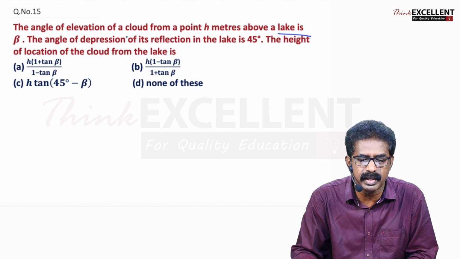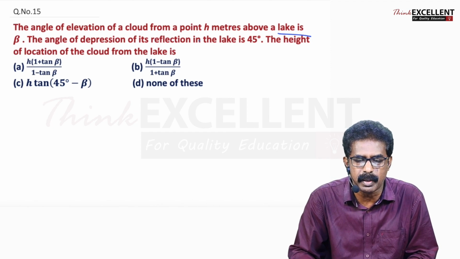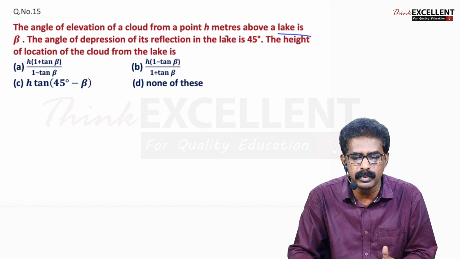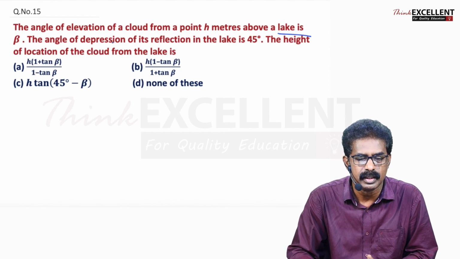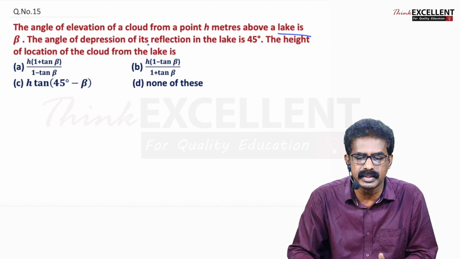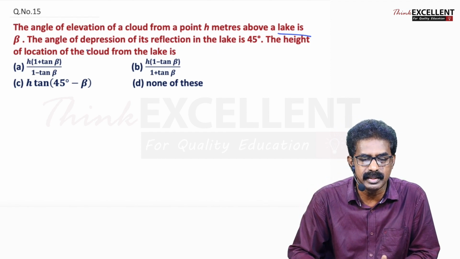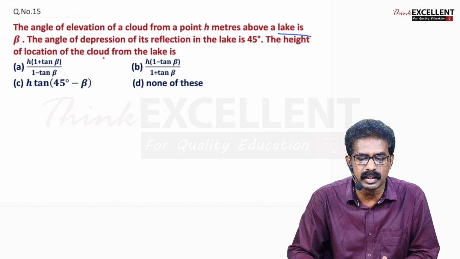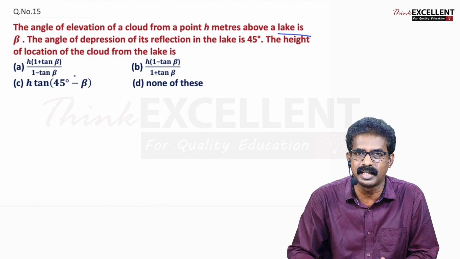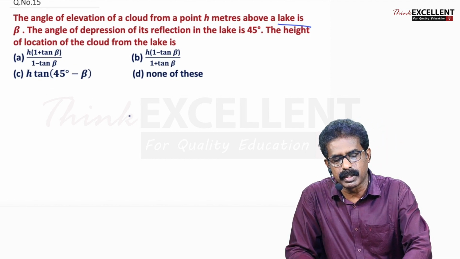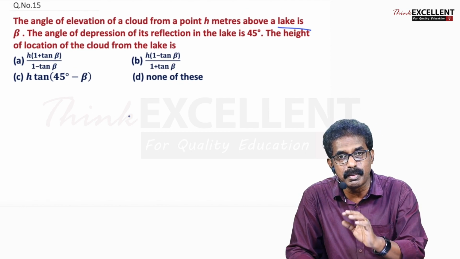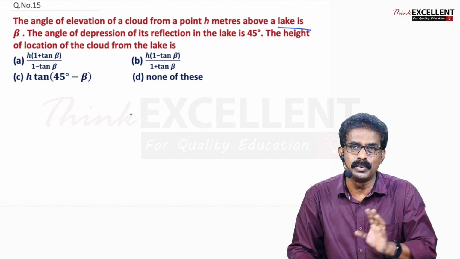An angle of elevation of the cloud from a point h meter above a lake is beta. The angle of depression of its reflection in the lake is 45 degree. The height of the location of the cloud from the lake is. So we got some answer like this, right? Just I'll explain what that question is. If you remember that answer, you won't take much time.